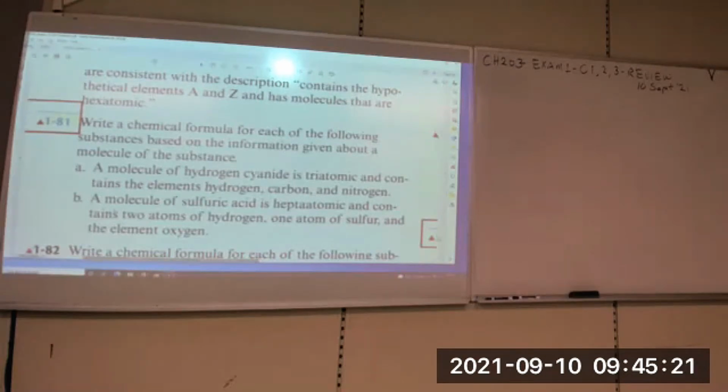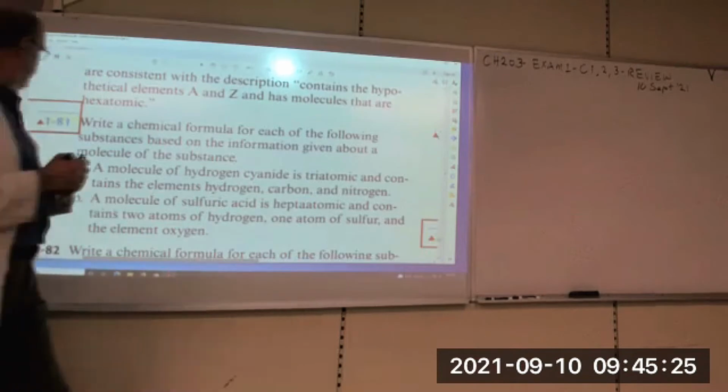Write a chemical formula for each of the following substances based on the information given. All right.